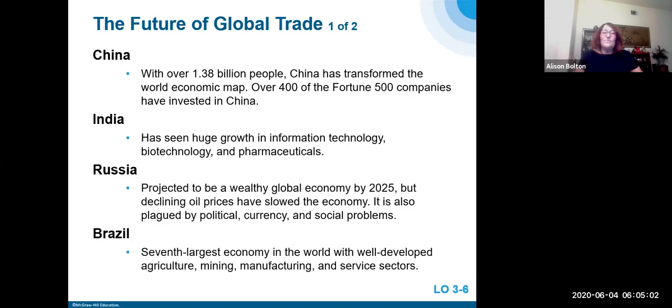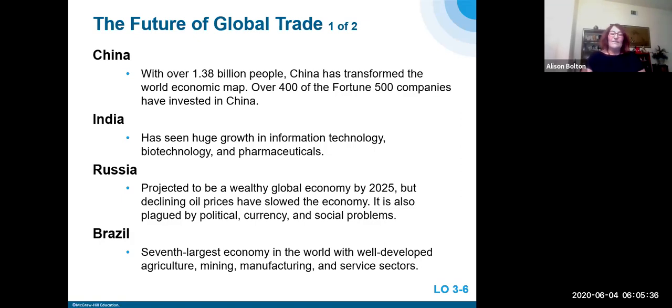Russia is projected to be the wealthiest global economy by 2025. But because they now have declining oil prices, it's slowing it down. Not sure what's going to happen because of the pandemic. We're going to see some changes. Of course, they have problems politically with their currency and the social problems because of the communism there. Hopefully that will break down. If it starts to break down, that'll be big.